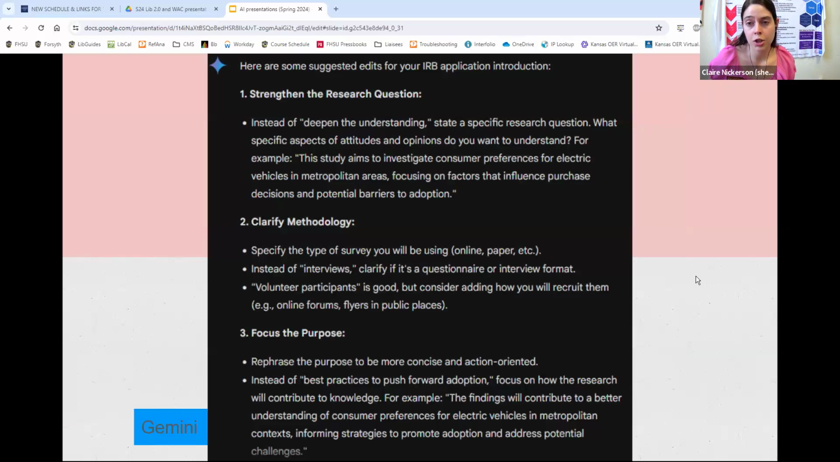The best general AI for this prompt was Google Gemini, which did eventually offer a suggested rewrite of the paragraph, which is not on here because it was at the bottom of the response. But first, it suggested actions that the student could take themselves. So I found that the most helpful. It suggested strengthening the research question, clarifying the methodology, and focusing the purpose, which is more the sort of input that I would like my students to be receiving.